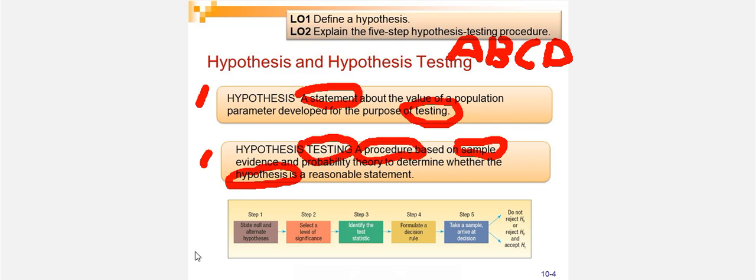Okay, number one is hypothesis. That means a statement. We want to test the statement. But hypothesis testing is about the procedure. So what is procedure? That means we must follow step by step.